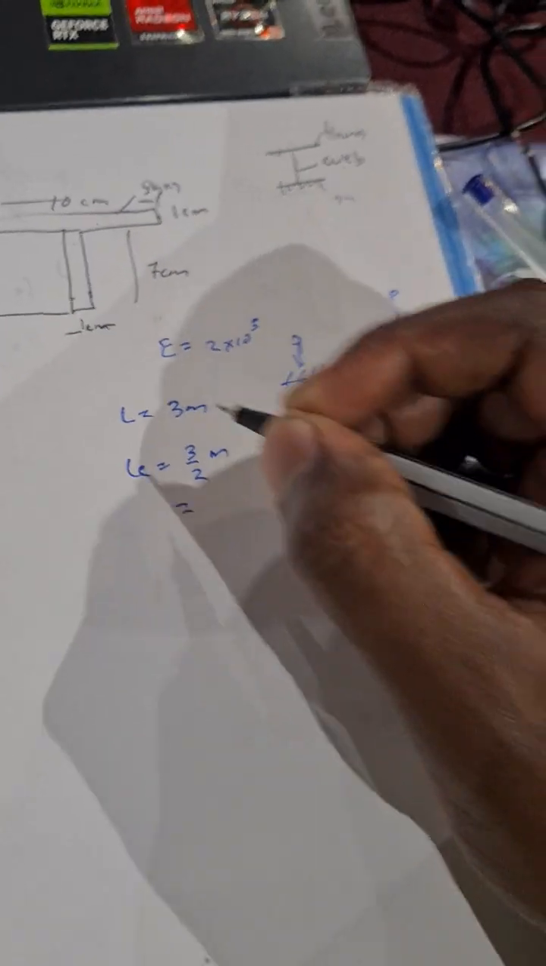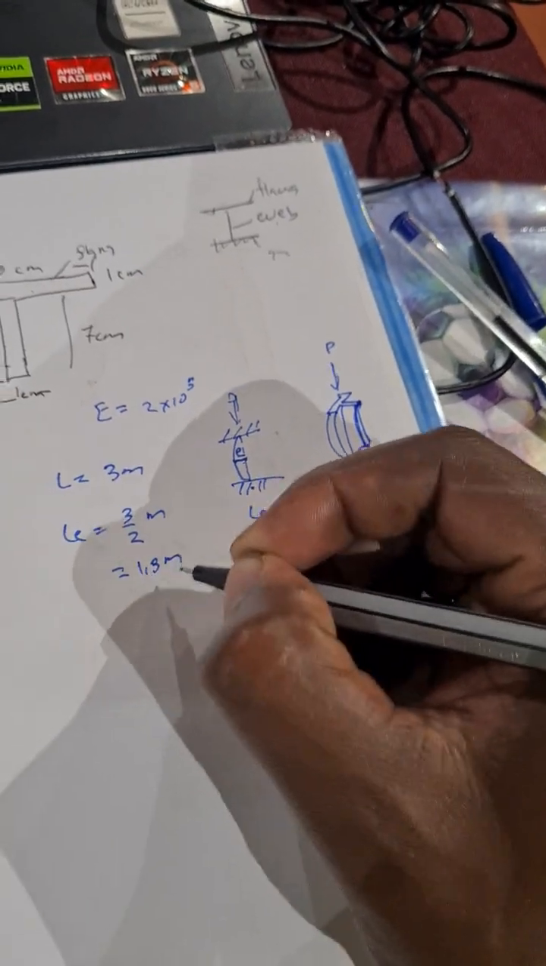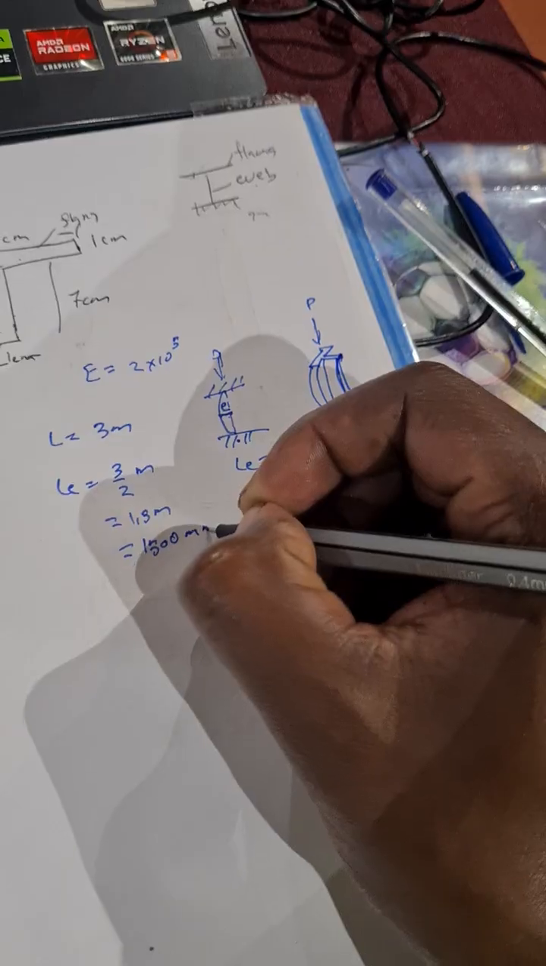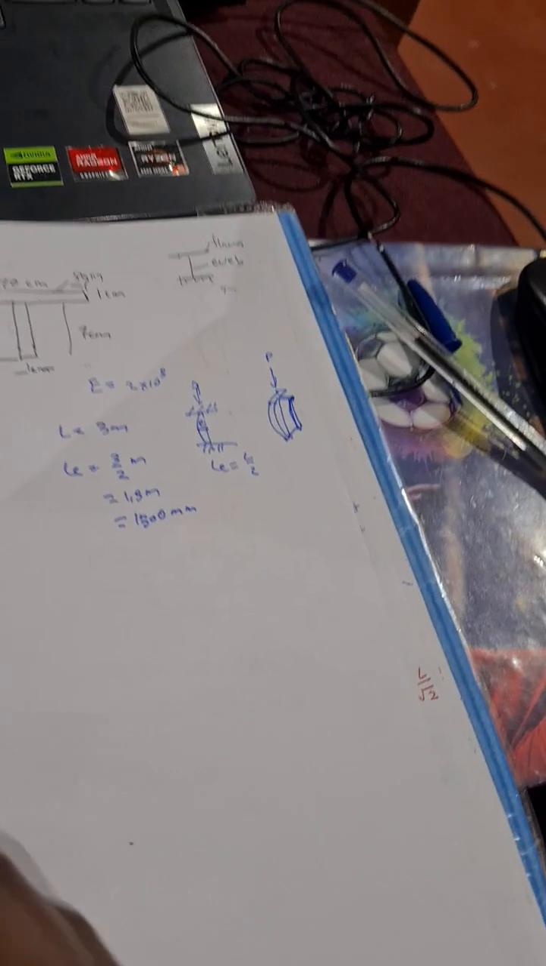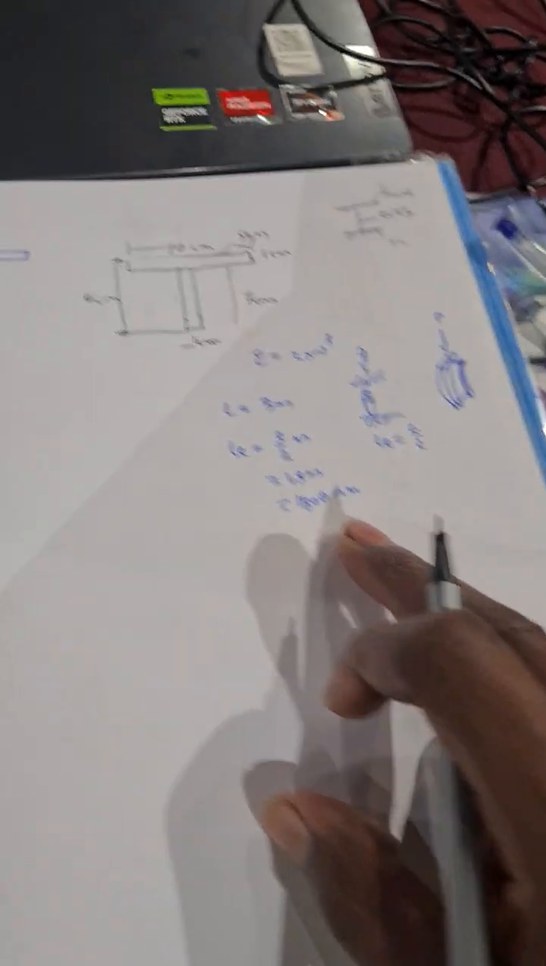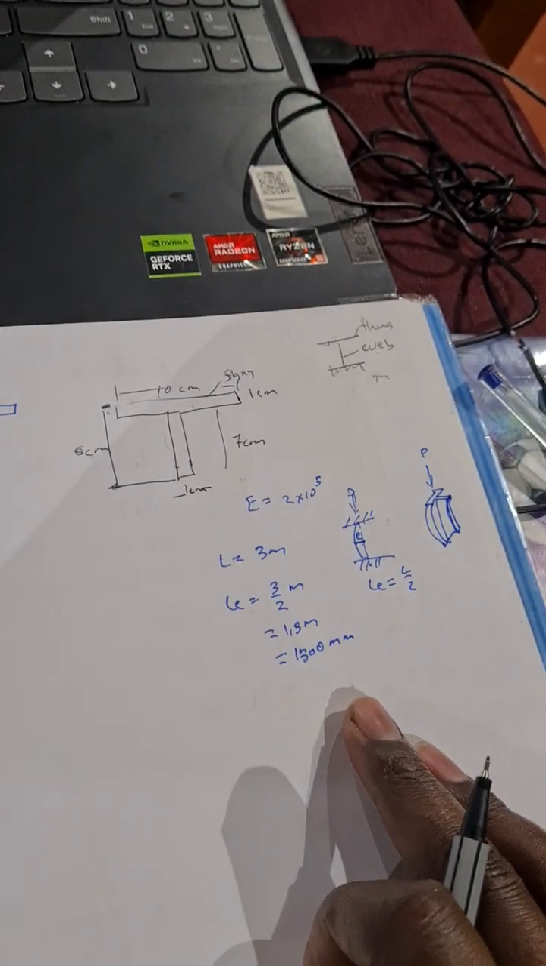Meters, you can convert it. What is 3 over 2? 1.5 meters, which is just equal to 500 millimeters. Just times by 1,000, because I always work with millimeters. It's simple. So this is the information we have.